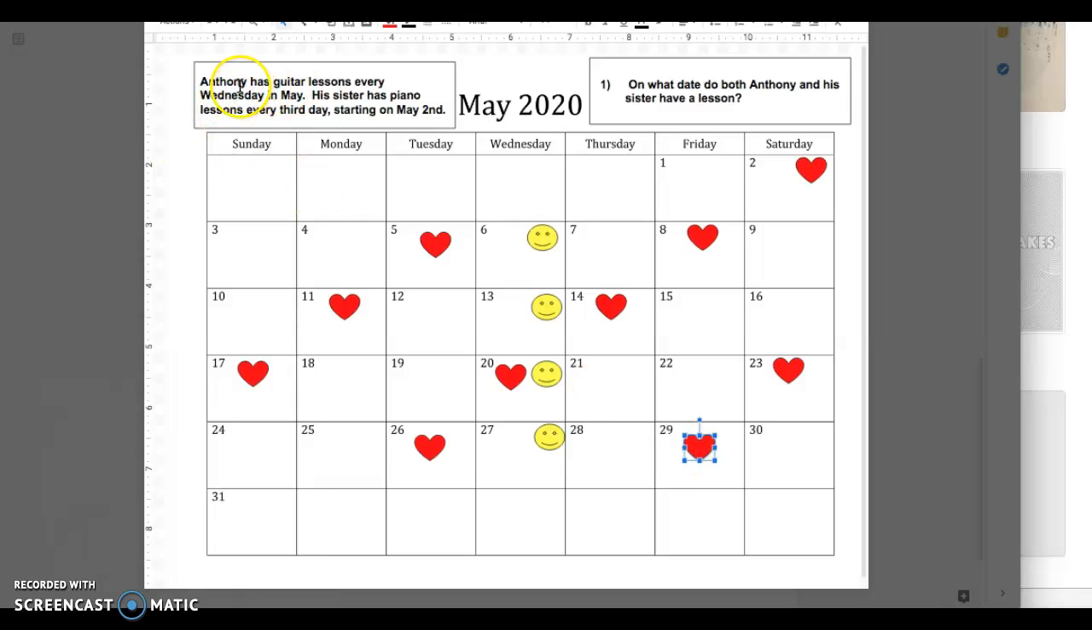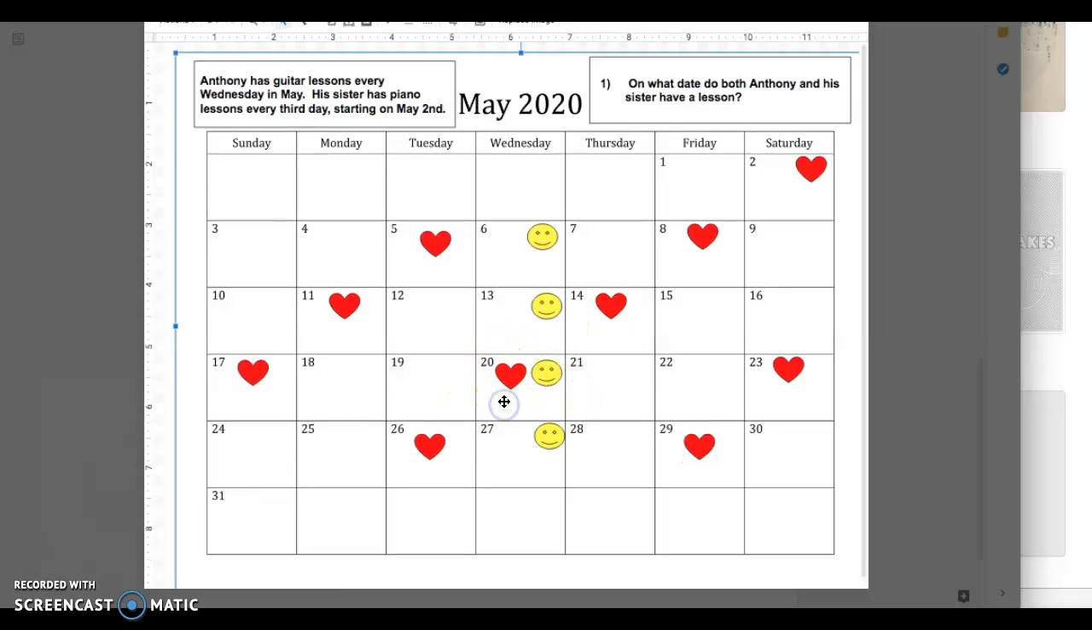All of Anthony's guitar lessons are marked by those smiley faces, and then his sister's piano lessons are marked with the hearts. So on which date do both Anthony and his sister have a lesson? Well, I can answer that question clearly by looking at it now. On the 20th of May, both children are going to have their music lessons.